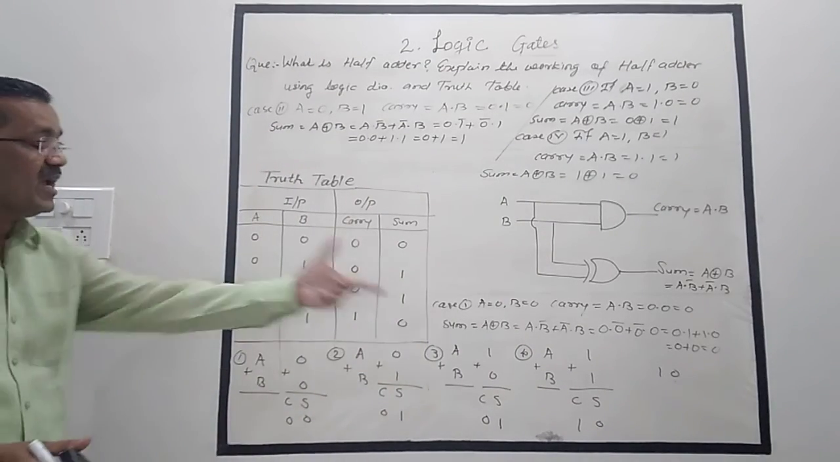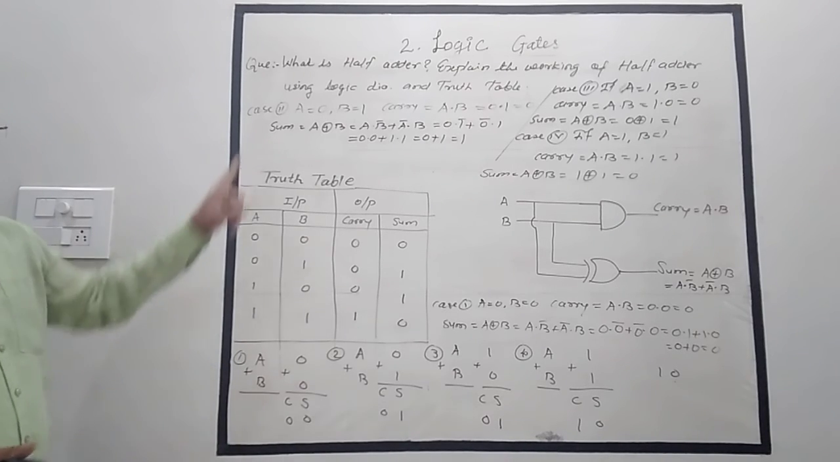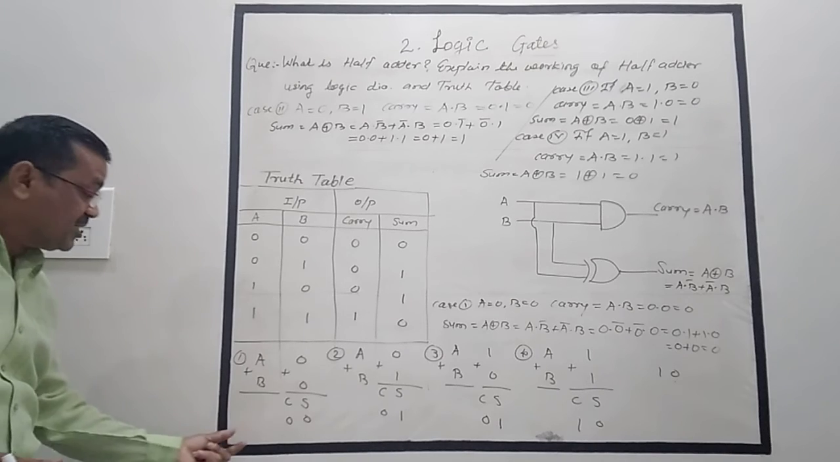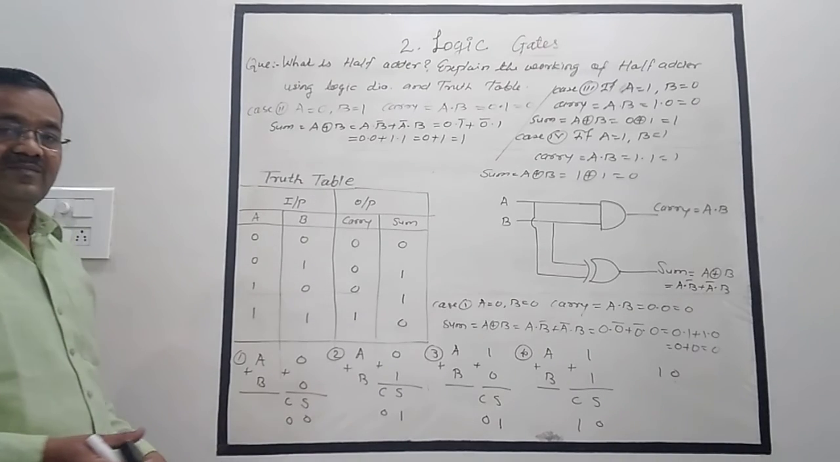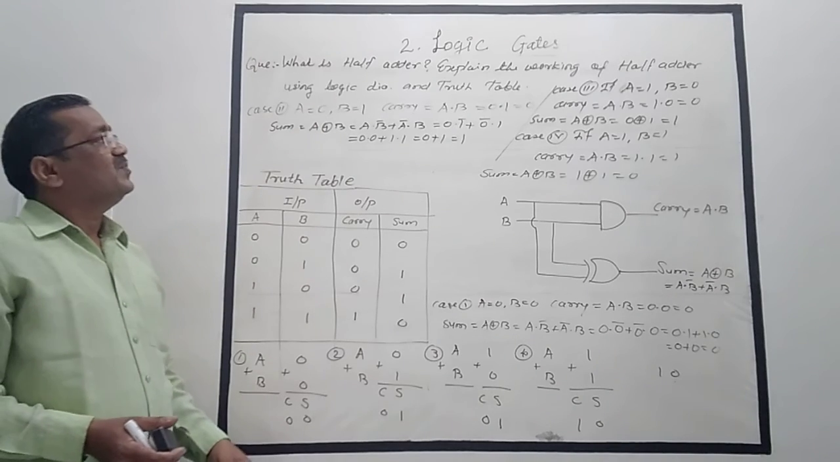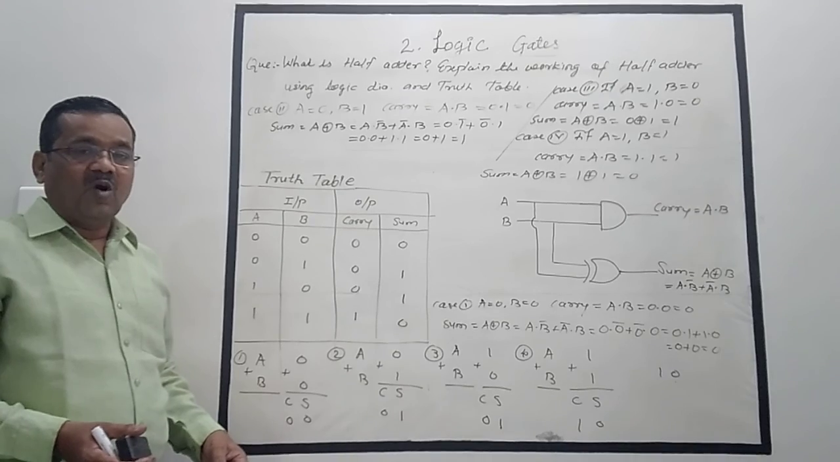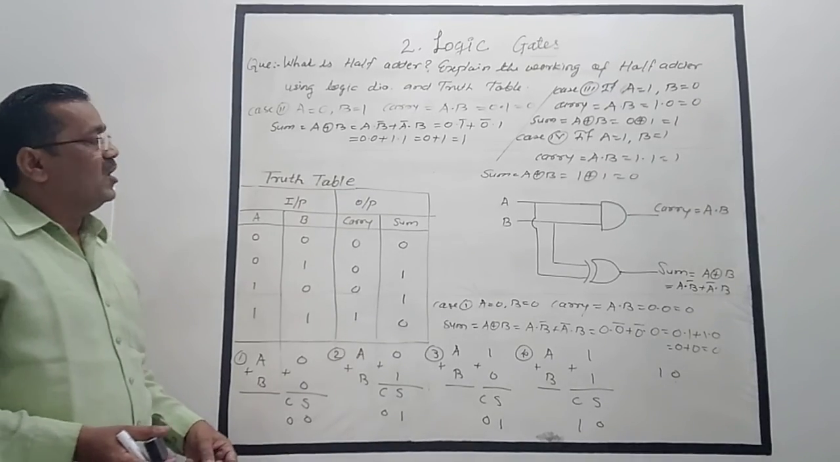In this way, you can add the two inputs in the half adder, which produces sum and carry. So this is all about the half adder, and its working with the help of truth table and logic diagram.